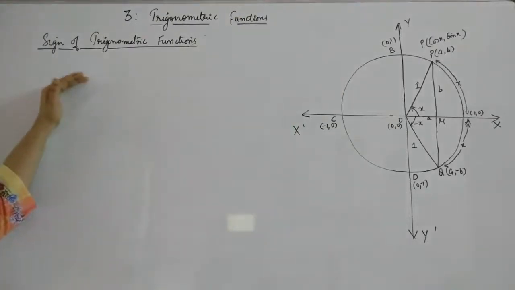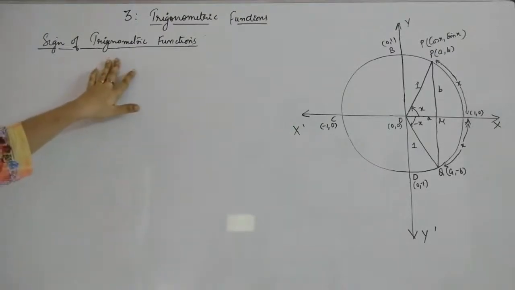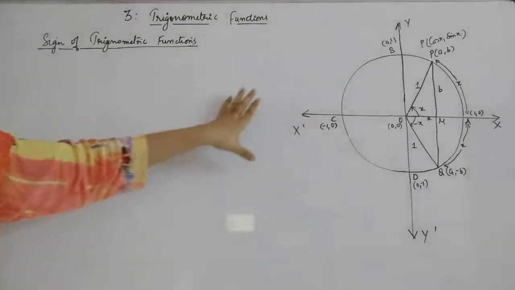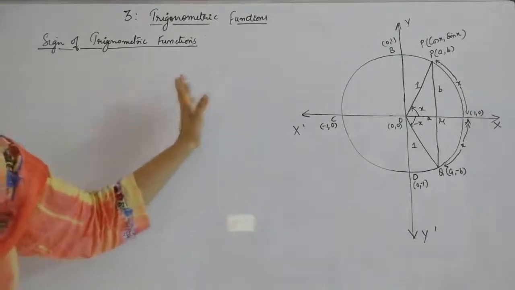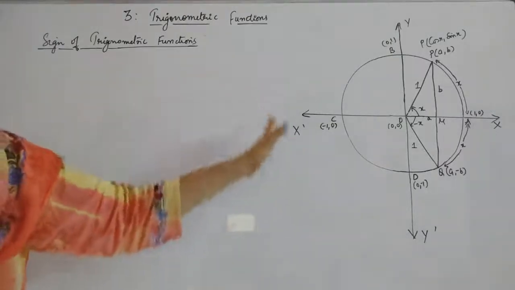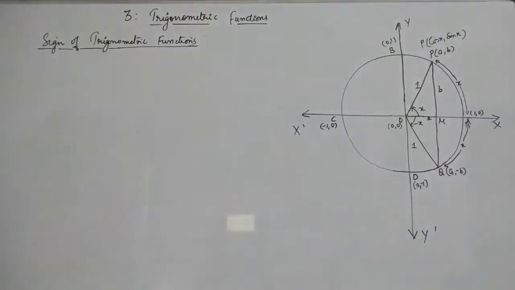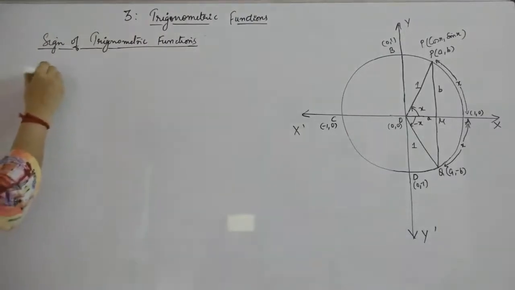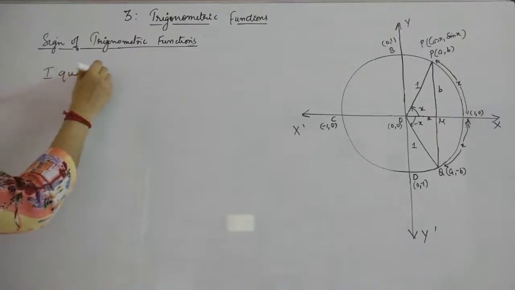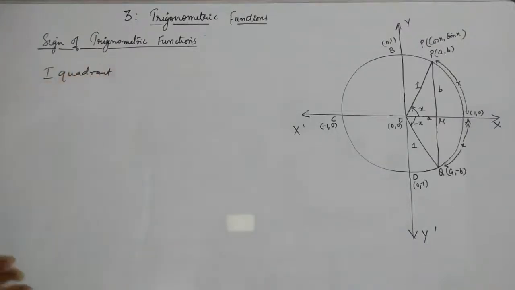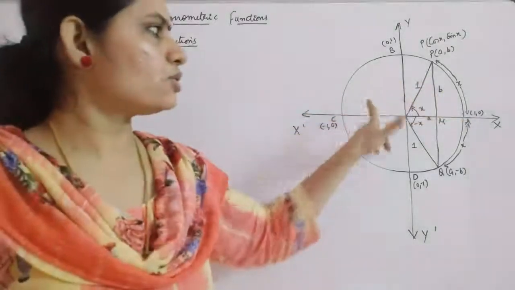Now we will talk about the signs for the values, that is for the trigonometric functions in each of the quadrants. So first we are discussing only sin and cos, because sin and cos will give you all the other things also. Okay. So first we will go for the first quadrant. We are just splitting the circle into 4 quadrants: 1, 2, 3, 4.